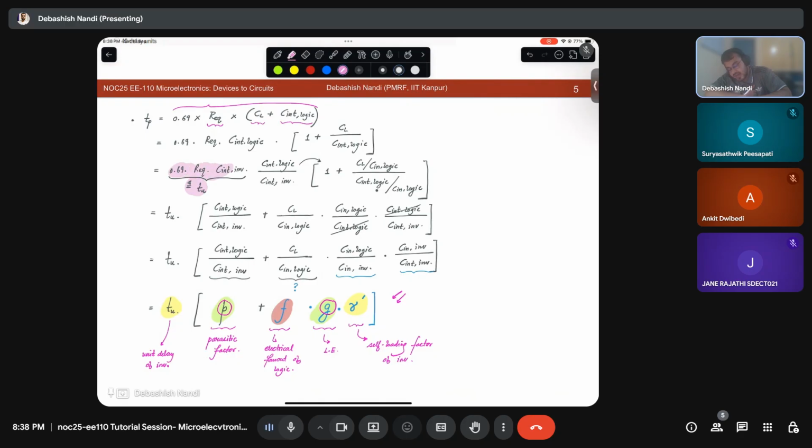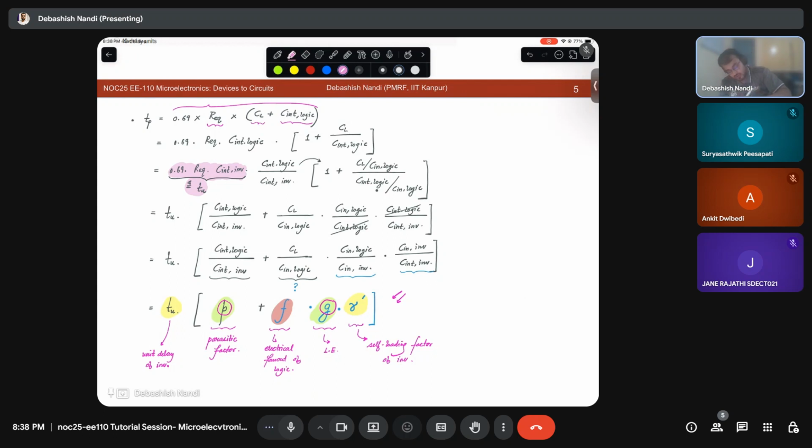That is the equivalent self delay of the inverter, or the delay of an inverter if it is unloaded. Delay of an inverter is what? 0.69 times R equivalent times (C internal plus CL), right? But in this case, my CL is 0. That means there is no CL present at all. So it is like the unloaded inverter delay. Fine.